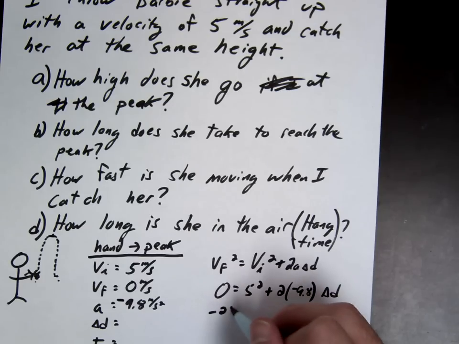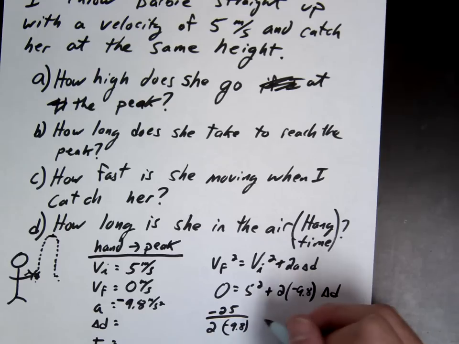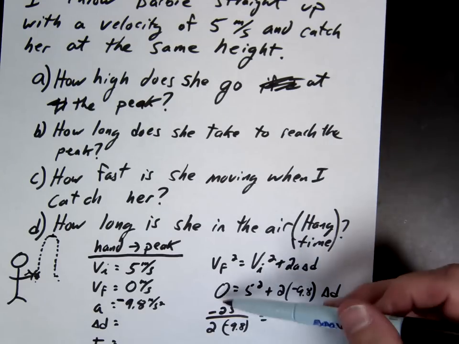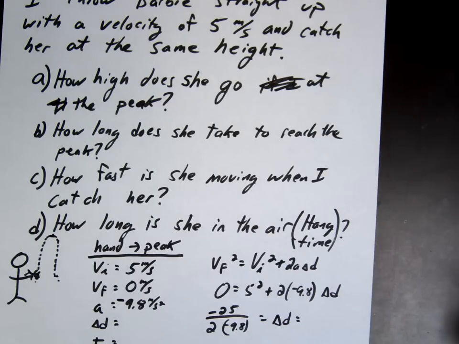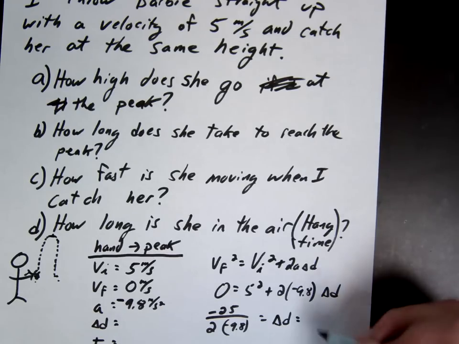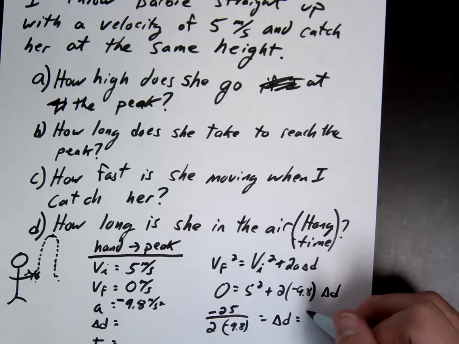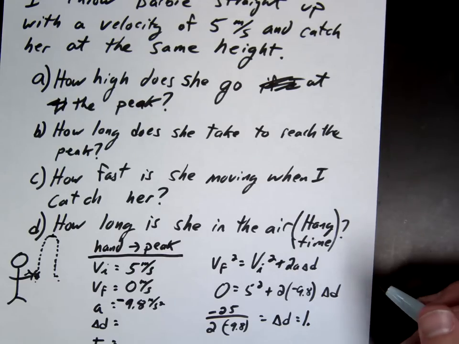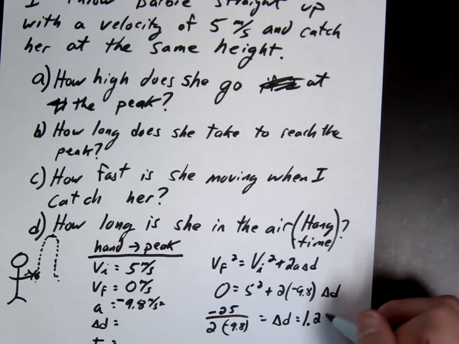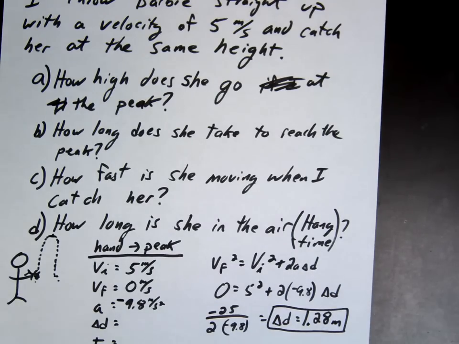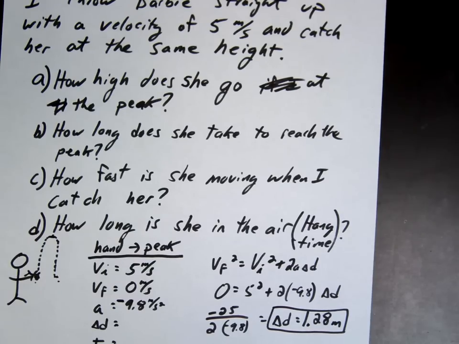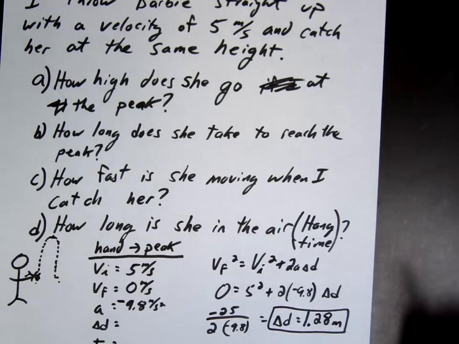We get negative 25 divided by 2 times negative 9.8. Again, if you didn't make it negative, you would just end up with a negative displacement. So what's that, about 1.25? One point what? 1.28. Okay, so that would be our delta D, 1.28. That's the height, the maximum height that we reach. Remember, this is hand to peak. Okay, ask for one more thing.